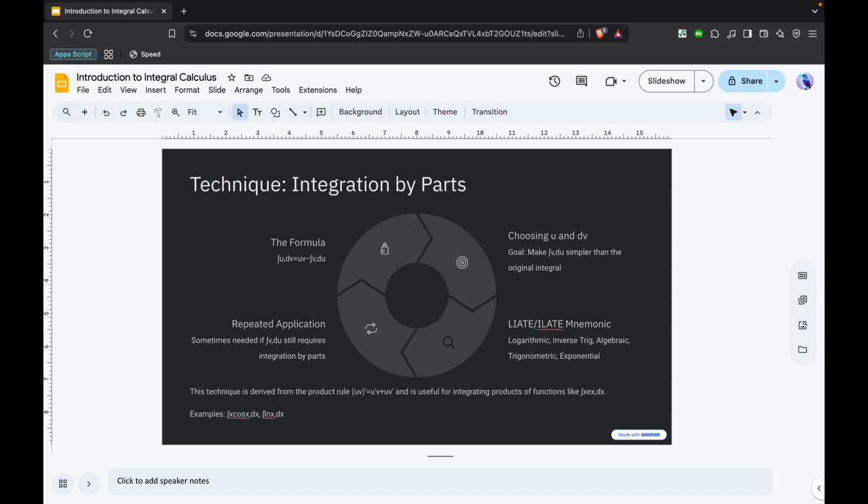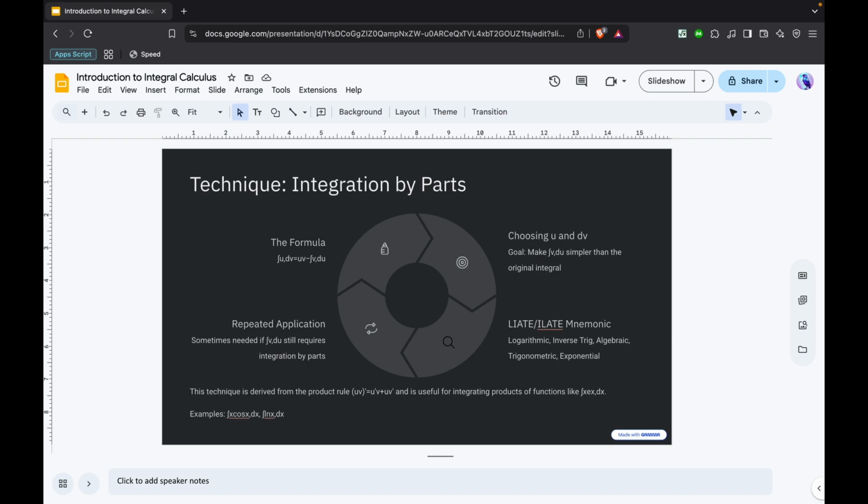Now, integration by parts is another one. Integration by parts derives itself from the product rule of derivatives, and it can really also be called the product rule of integrals. So, the first step is identifying the formula, which is the integral of u dv is equal to uv minus the integral of v du. Now we have to choose u and dv, and the goal is to make this simpler than the original integral, to figure out how to make it easier.